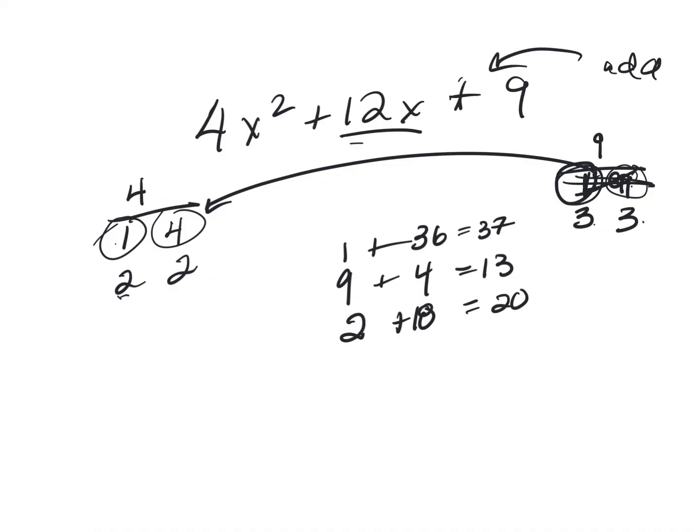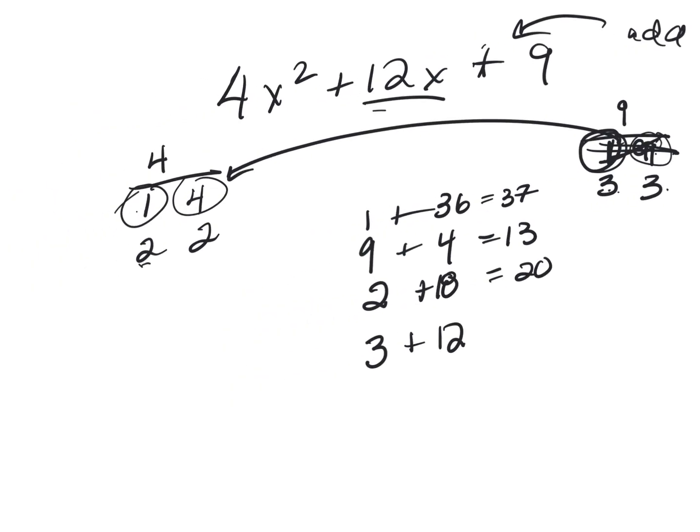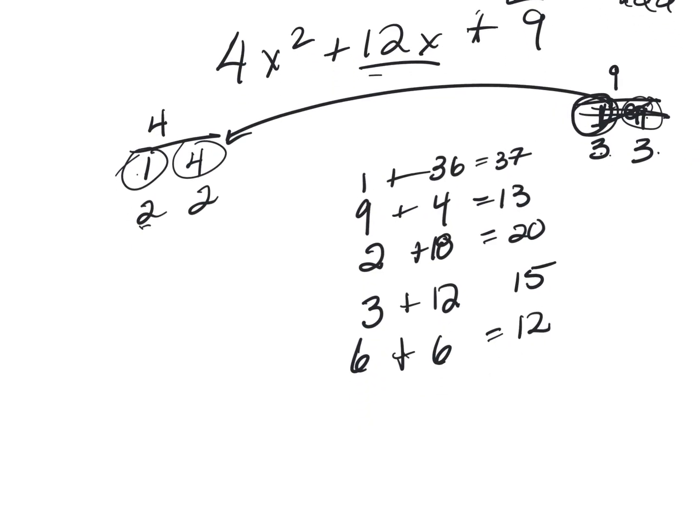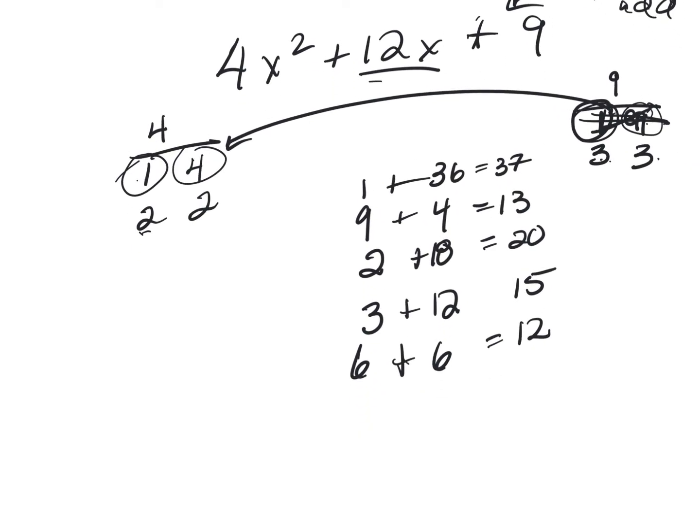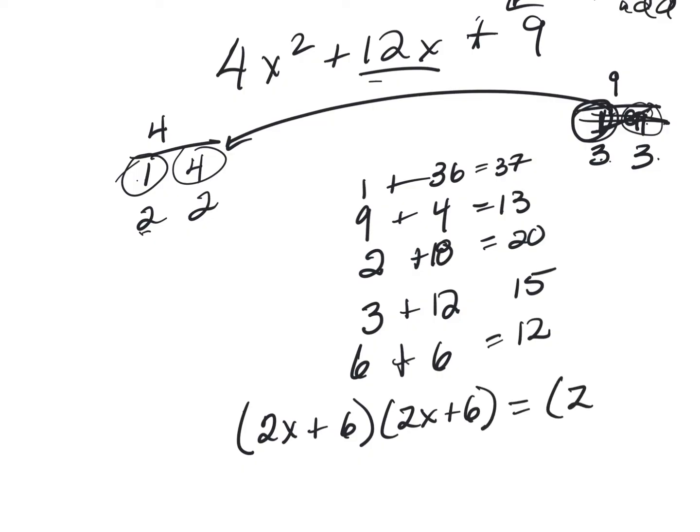Let's try this one. I could do 3 plus 12, which adds to 15. It's not going to work. I could do 6 here plus 6 adds to 12. And that is going to work. So my numbers are 6 and 6 and 2 and 2. So this is going to end up being 2x plus 6 and 2x plus 6, which could be rewritten as 2x plus 6 squared.